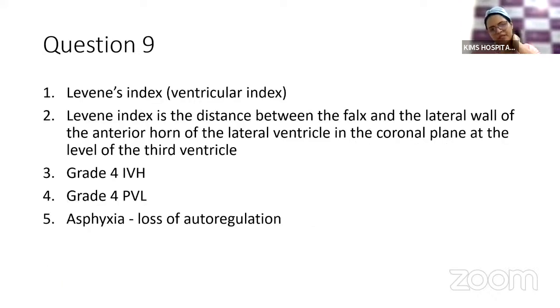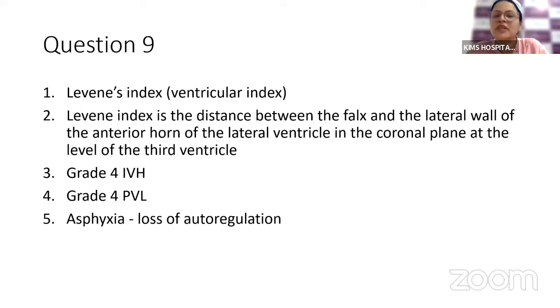So the parameter that is being measured here is the ventricular index. So this is measured or represented by Levene's index, which is the distance between the falx cerebri and the lateral wall of the lateral ventricle, particularly the anterior wall of the lateral ventricle in the coronal plane at the level of the third ventricle.